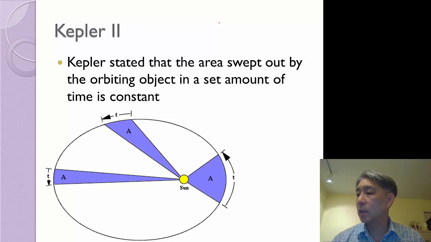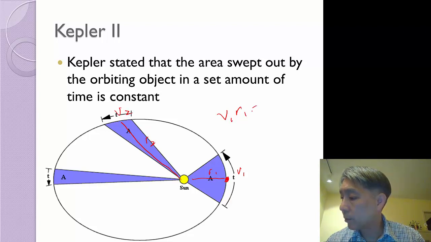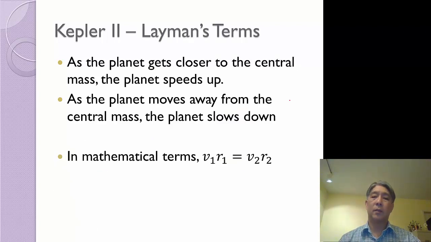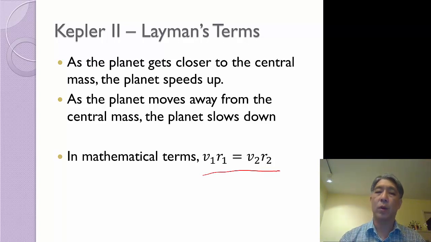Instead we talk about it as conservation of angular momentum, or v1 r1 equals r2 v2, or pretty much closer, faster; farther, slower. So basically this is the formula we'll work with, v1 r1 equals v2 r2. I don't need the mass, it cancels from both sides, so that works.